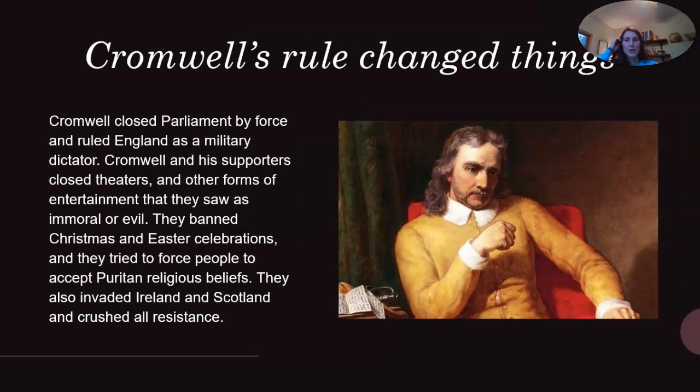Cromwell's rule changed things. Cromwell closed Parliament by force and ruled England as a military dictator. Cromwell and his supporters closed theaters and other forms of entertainment that they saw as immoral or evil. They banned Christmas and Easter celebrations, and they tried to force people to accept Puritan religious beliefs. They also invaded Ireland and Scotland and crushed all resistance.